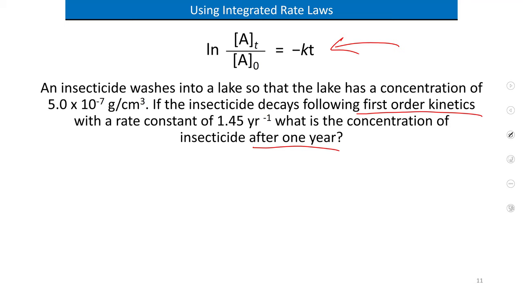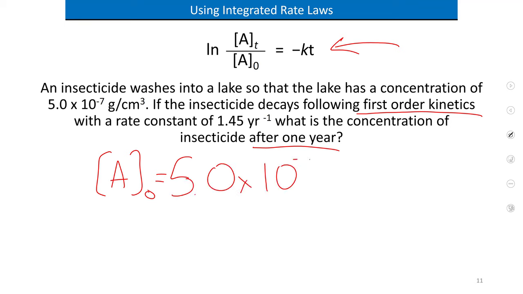What's our initial concentration? 5.0 times 10 to the minus 7. That's in kind of weird concentration units. Does it matter what the concentration units are? Why not, Alexis? As long as we're consistent. They're showing up in a fraction here, right? So as long as we have the same units in top and bottom, they're going to cancel out. So it just means that our final concentration is also going to be in the same units.